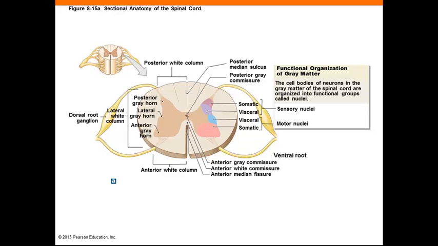White matter is myelinated and unmyelinated axons, and it can be organized into three columns: the posterior column, the lateral column, and the anterior column. And these columns contain either ascending tracts to the brain or descending tracts from the brain to the peripheral nervous system.